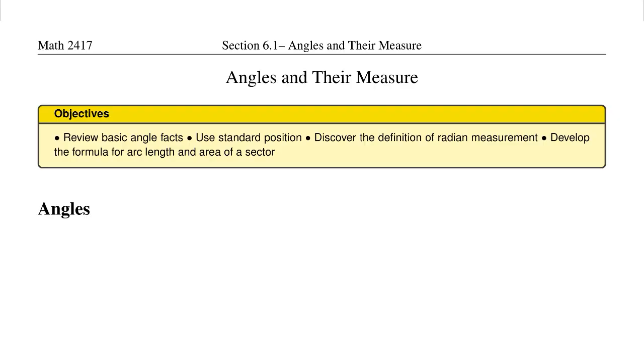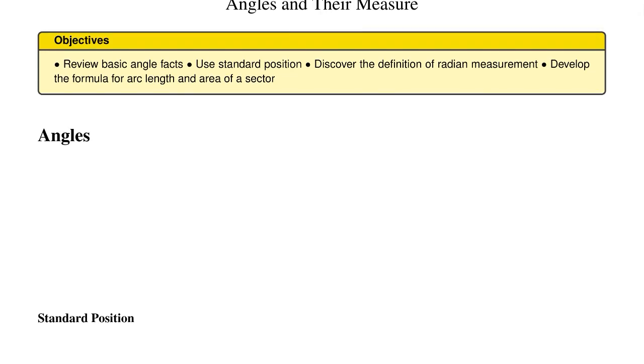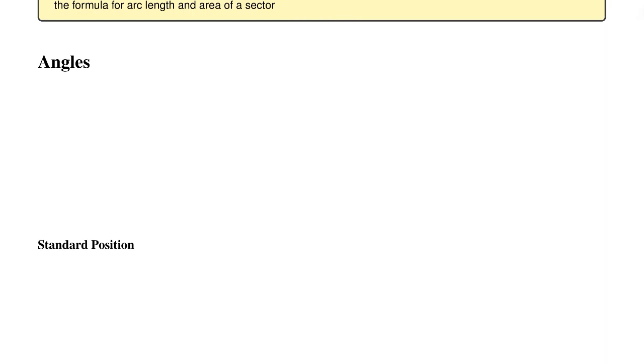Angles and their measures. So here's where we begin the trigonometry portion of this course. We'll review basic angle facts, standard position is a big deal, and then we'll talk about the radian, arc length, and area of a sector. So let's start with angles.